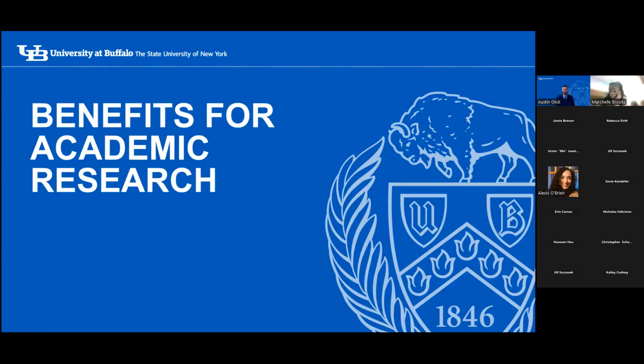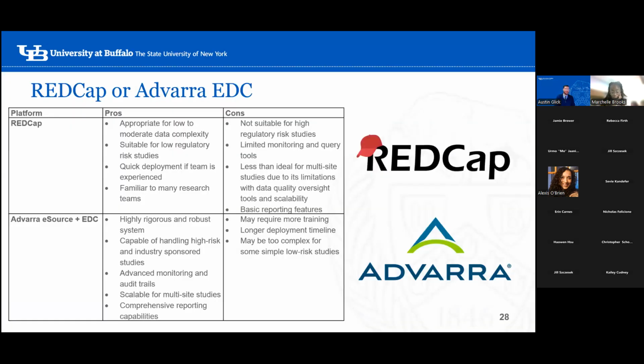All right, so then we'll get into the benefits of what everyone here is for, which is: what are our benefits for academic research? So right now at UB, we use one system primarily, and that is REDCap. And REDCap's a great system, but it has some limitations. So some pros and cons here between REDCap and Advarra EDC.